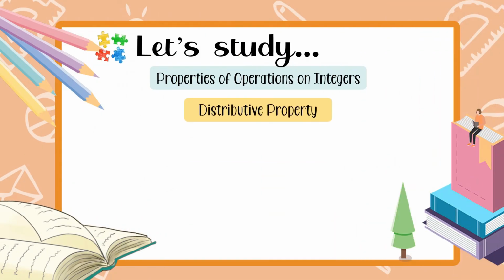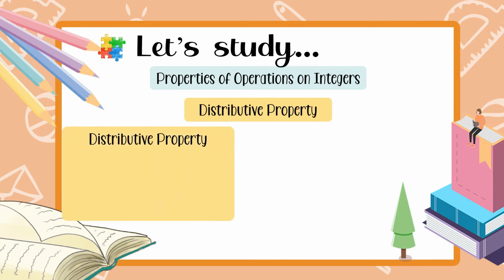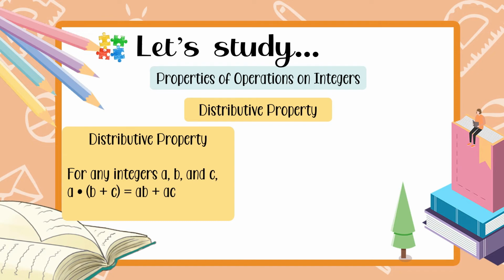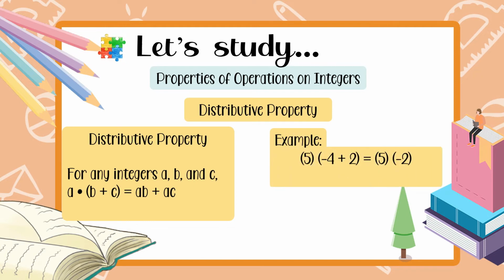Next property, we have the distributive property. So, sa distributive property, for any integers a, b, and c, a times the quantity of b plus c is also equal to a times b plus a times c. Example. So, we have here positive 5 times the quantity of negative 4 plus 2.